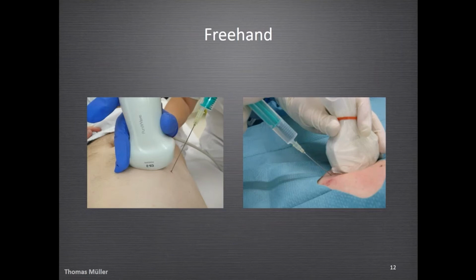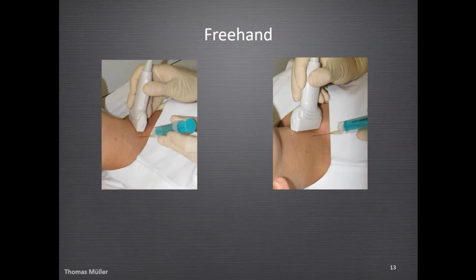What is freehand technique? There is no applicator, there is no dedicated puncture probe, you just have your transducer, a syringe, a needle, whatever, and both your free hands. And as you can see here, you can choose every angle and you're quite free in where you want to do the puncture. So there are two different principles in freehand puncture that you have to know by heart.